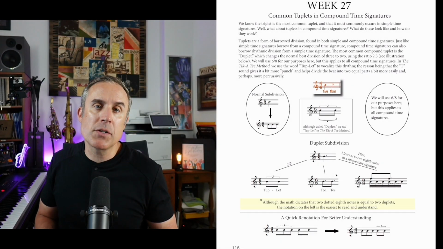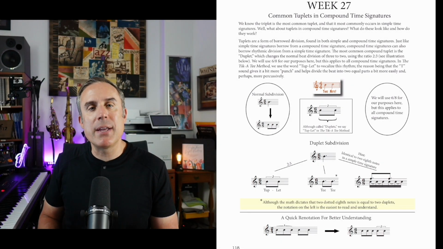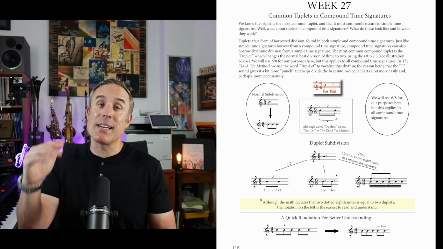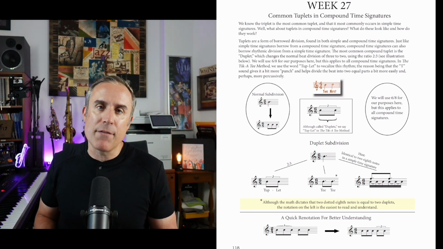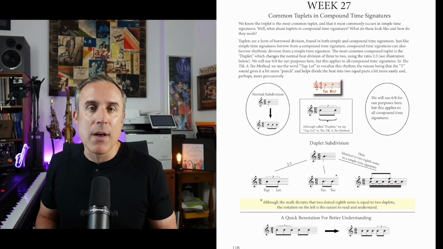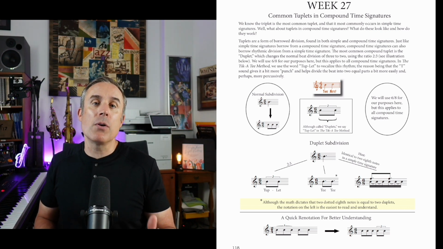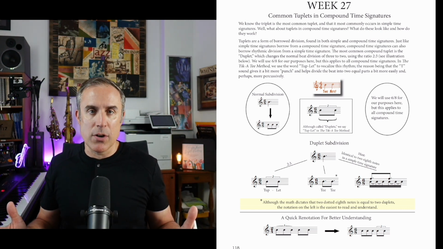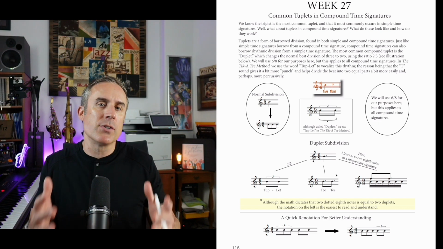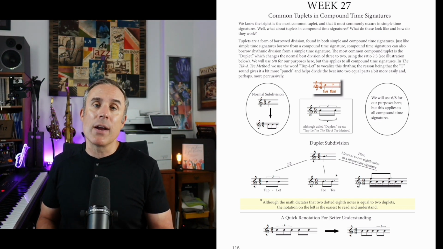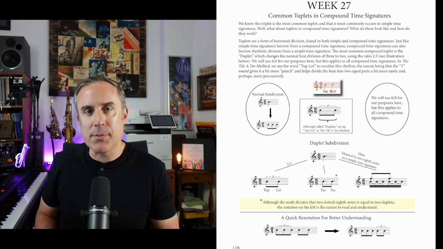Okay, here we are on the first page of week 27, and as you can plainly see, we are taking tuplets to the next level. Let's recap that definition one more time just to be safe. Tuplets refers to a grouping of notes that does not normally occur in a given time signature, most often and usually referring to a borrowed division. This means that the term tuplets is a general term that refers to those borrowed divisions or those groupings of notes that can occur in both simple time signatures as well as compound time signatures.